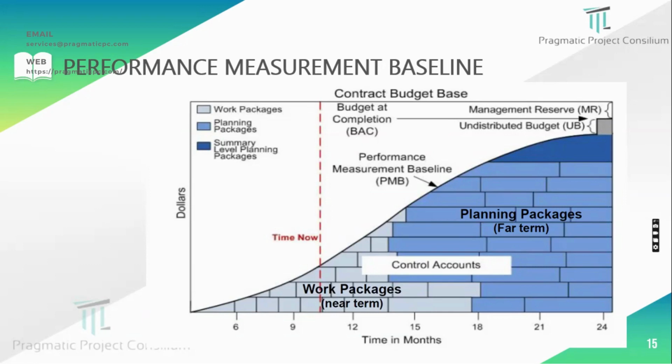It is critical to the integrity of an EVM system, as we can see here at the summary level, that the undistributed budget serves as a temporary holding account within the PMB budget. So this is how the work packages and the planning packages are being monitored.